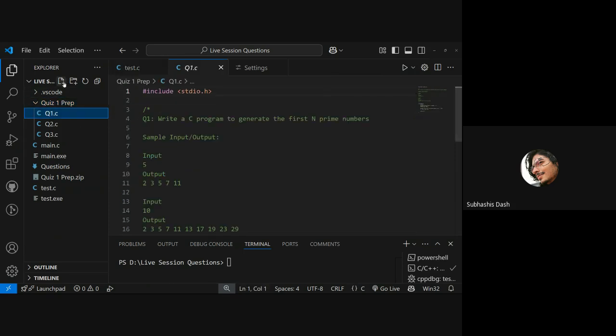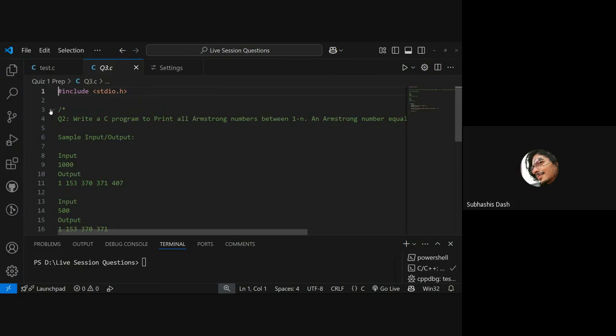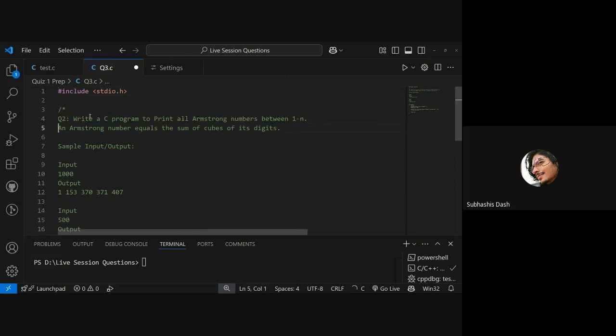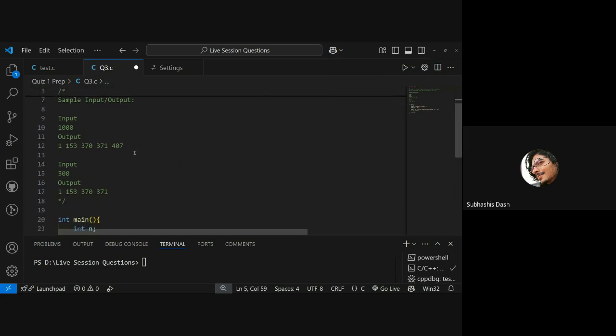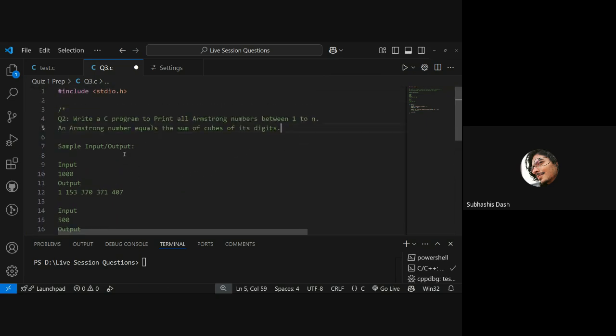So let's take this one. The question is, write a C program to print all Armstrong numbers between 1 to n. I guess I should clarify that I mean 1 to n over here. So yeah, an Armstrong number equals the sum of the cubes of its digits. Okay, so we want to print all the Armstrong numbers between 1 to n.